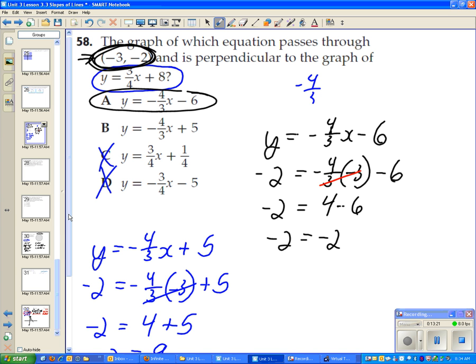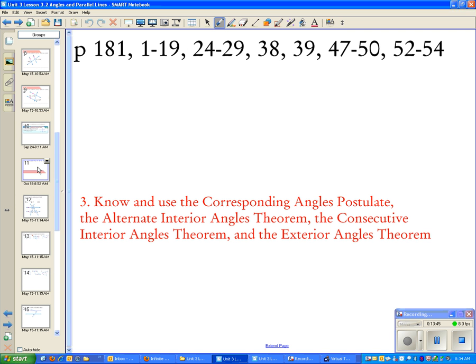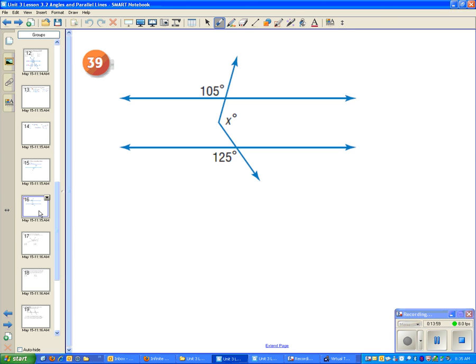All right, makes sense? Okay, good. What else would you like for me to go over from page 190? Any others? All right. We didn't have a chance to go over the assignment from section 3.2 on page 181. So see if there are any of these you want to go over. Kevin? Yeah. Number 38.